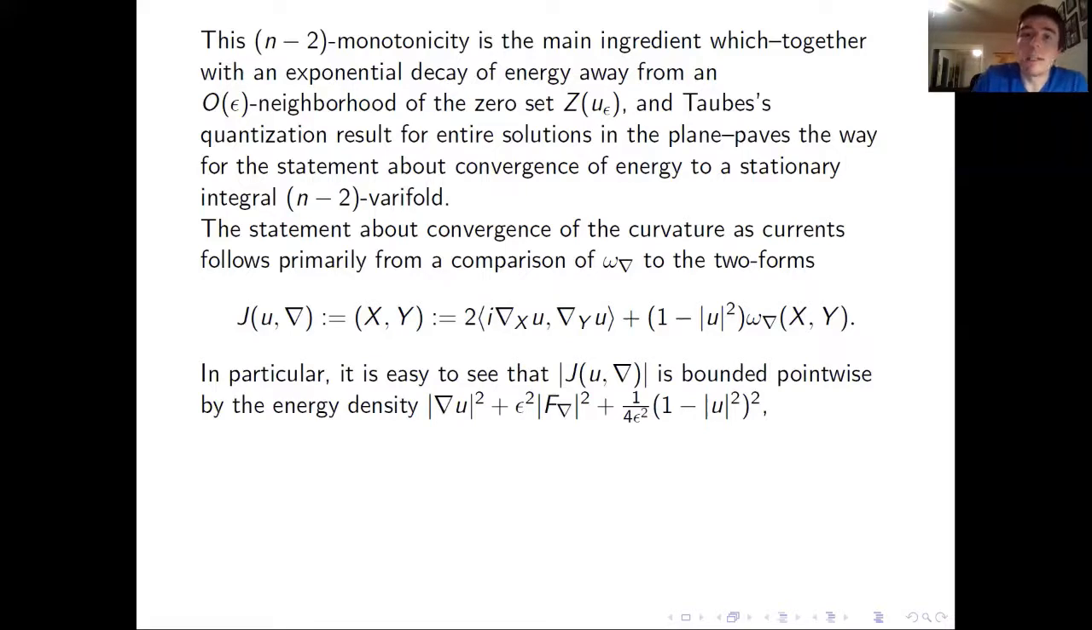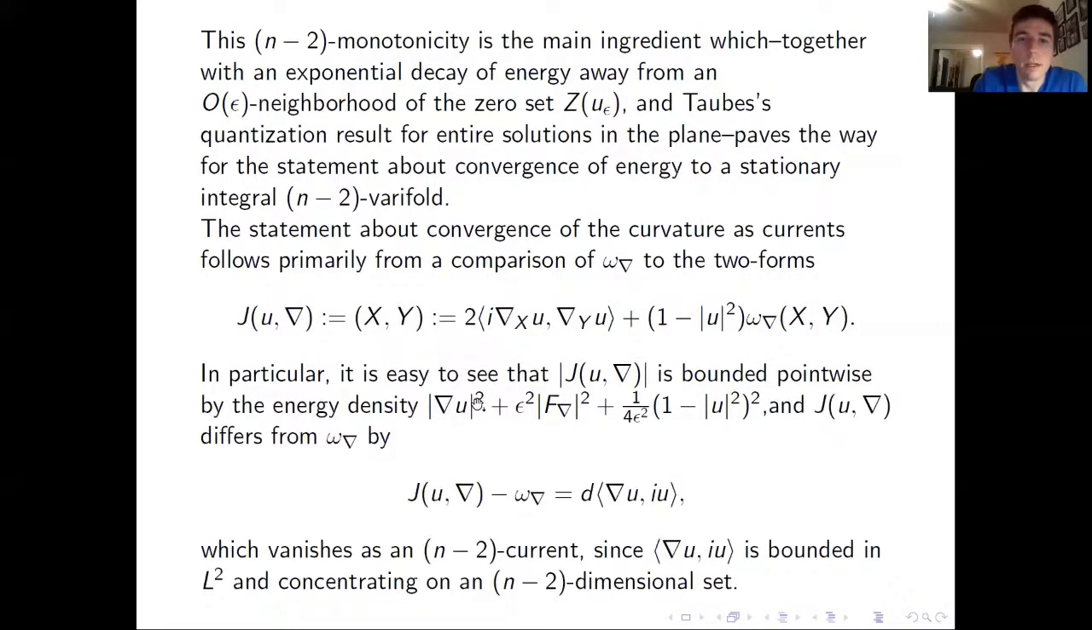So in particular, it's easy to see just by the Cauchy-Schwarz inequality that the norm of J(u, nabla) is bounded pointwise by the energy density, |nabla u| squared plus the Yang-Mills plus the potential terms, just our pointwise energy density. And moreover, this J(u, nabla) form differs from the curvature form omega_nabla by d of something which we can show vanishes weakly as epsilon goes to 0, right? Because this nabla u, iu one-form is bounded in L2 and concentrating on an n minus 2 dimensional set. So that's enough to conclude that it's vanishing in L1, say. So these currents are going to coincide in the limit. Okay.